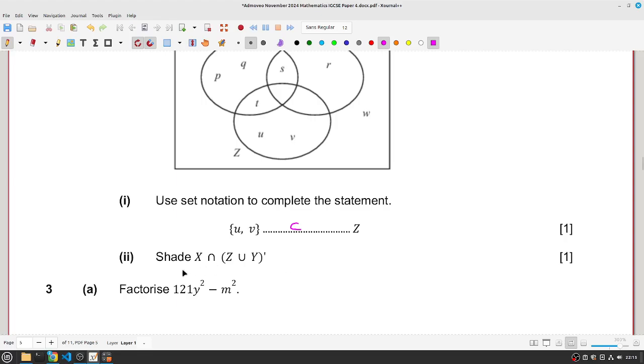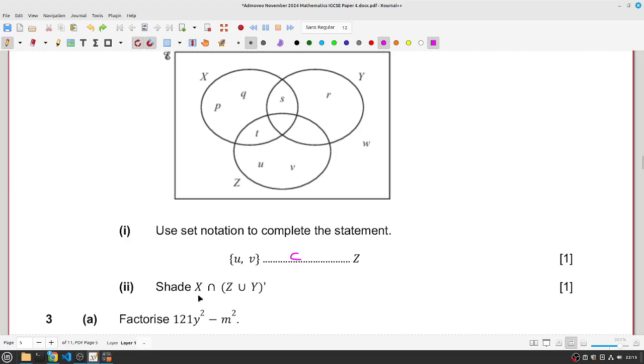Okay, now we have to shade this region, this part. What does that say? It says this area we have to shade where X intersects with the complement of the union of Z and Y. Okay, so let's start with the union of Z and Y inside the brackets.